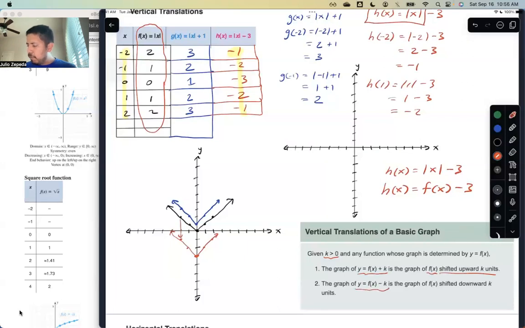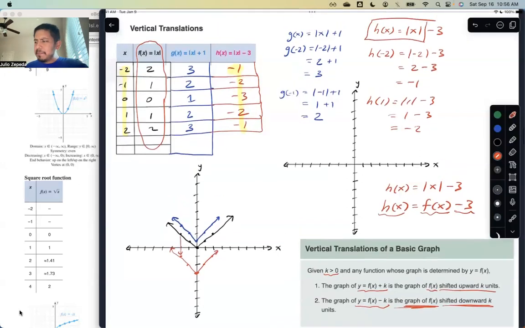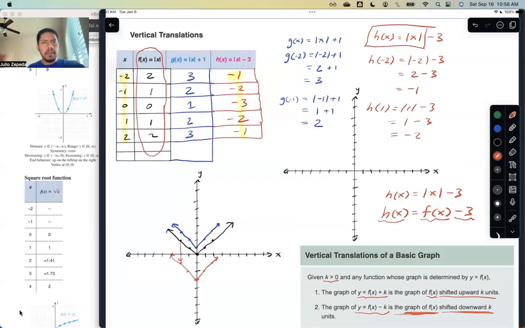And then if y is defined as a function f of x minus k, that's exactly what h of x is. H of x is f of x minus 3. Then this green box tells us that it's going to be the graph of f of x, the black absolute value function, shifted downward k units. Okay, I hope that is clear. These examples take a long time, just to plug in the numbers, but hopefully that's pretty clear.